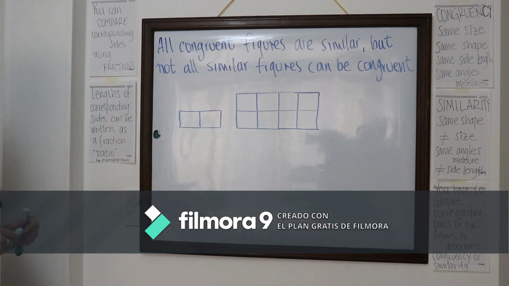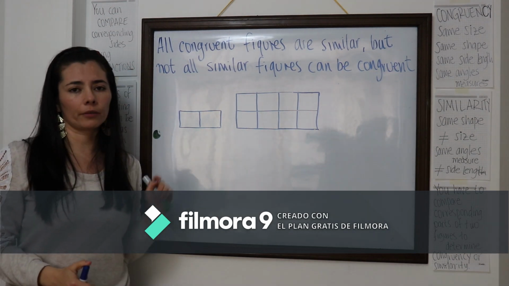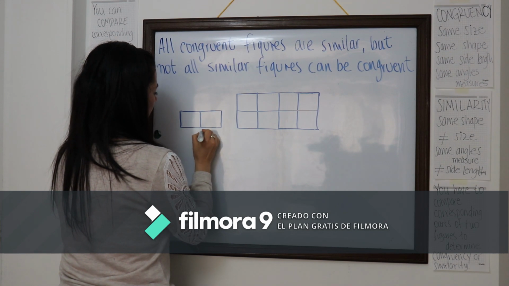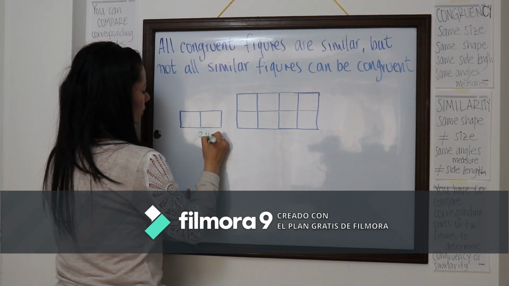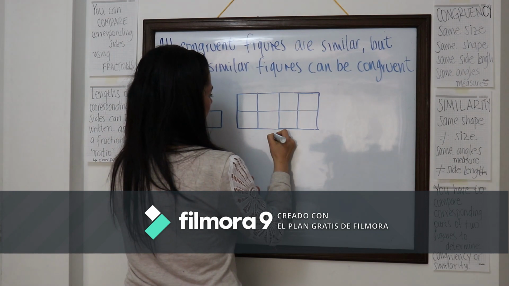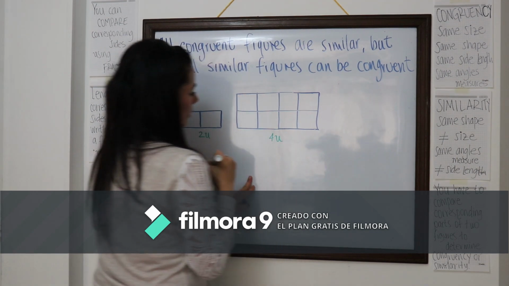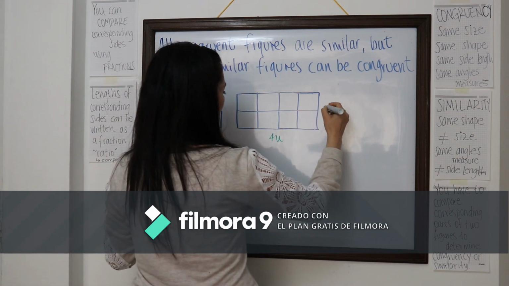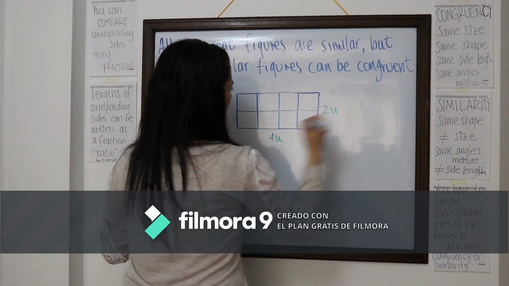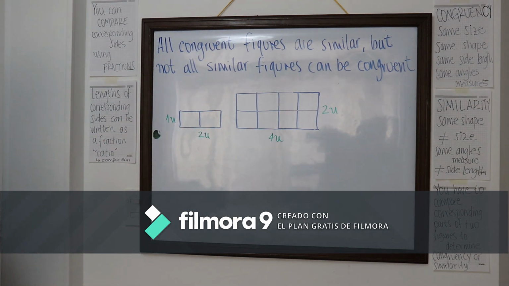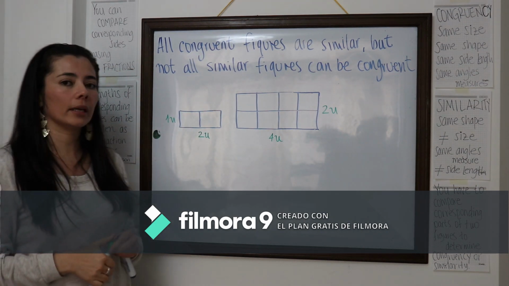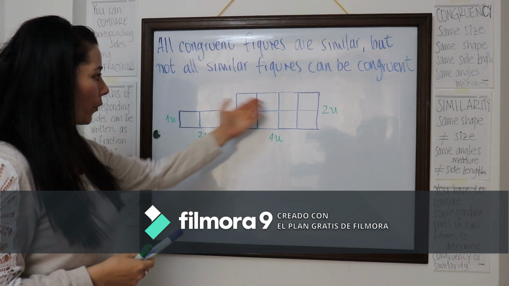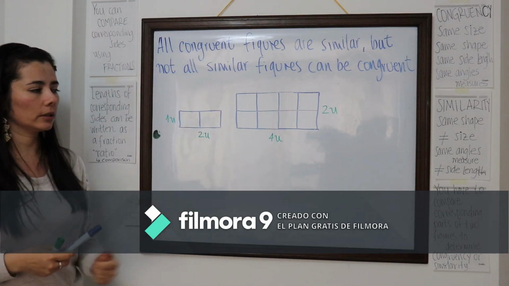Now let's think about these two figures I have over here. As you can tell, the length of this little rectangle is 2 units, right? But then the length of this rectangle is 4 units. And then the width here is 1 unit, and the width here is actually 2 units. Would they be congruent? Can they be congruent? Well, they can't, right?